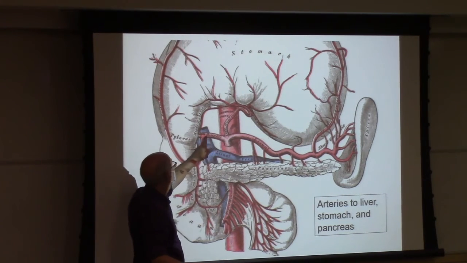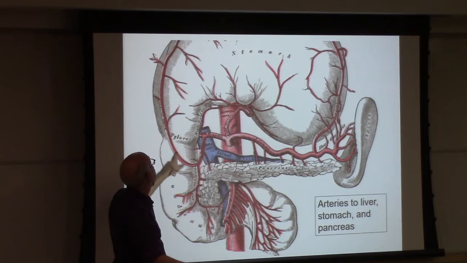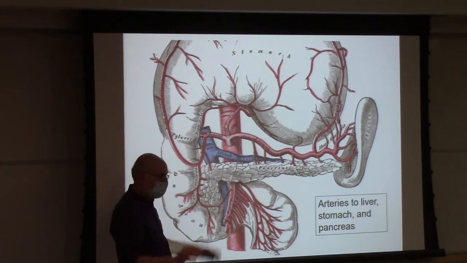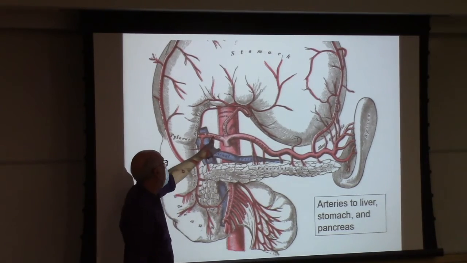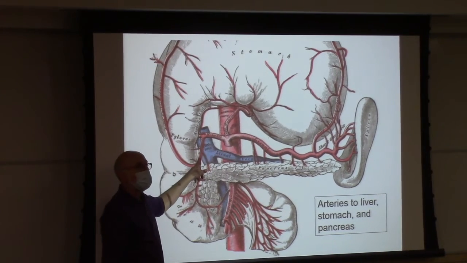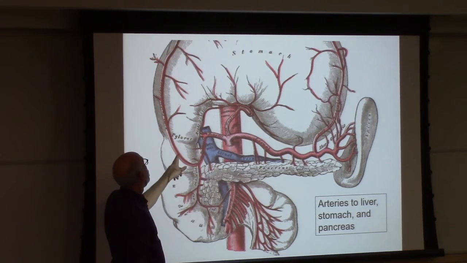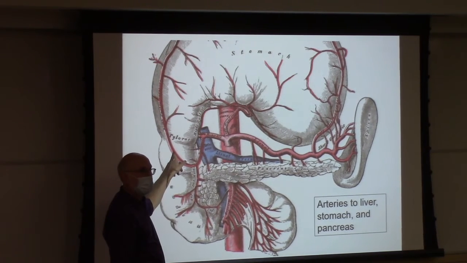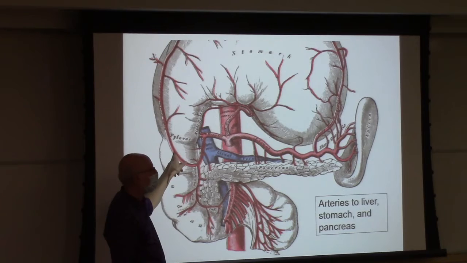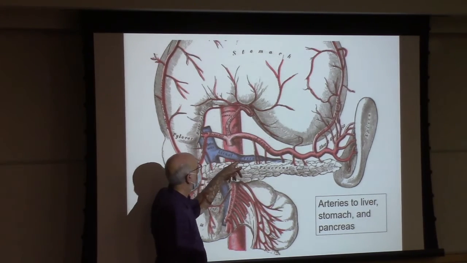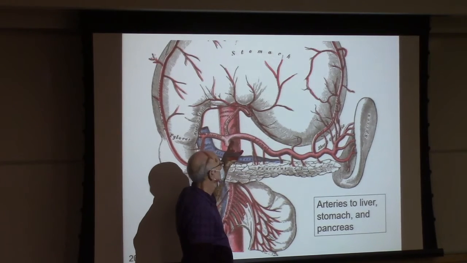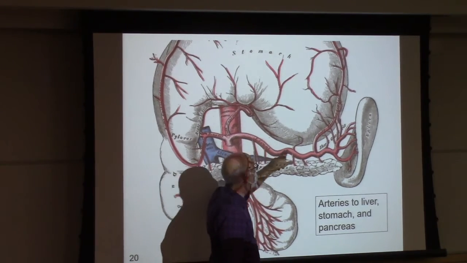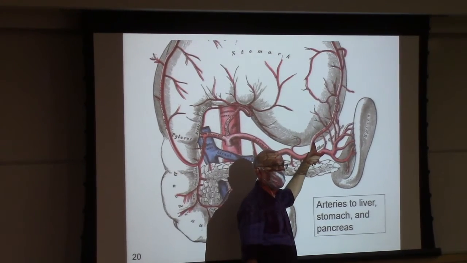Sorry, I'll do it again. Celiac trunk, hepatic, gastroduodenal, right gastroepiploic, and on the left side, celiac trunk, splenic, left gastroepiploic.